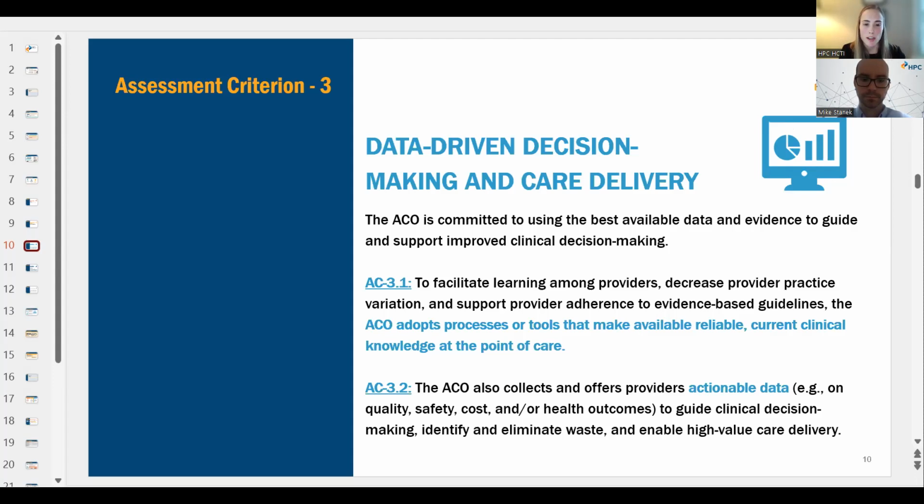The second part of this criterion, we ask ACOs to demonstrate how they are collecting and offering providers actionable data with the purposes of guiding clinical decision-making, reducing waste, and enabling high-value care delivery. There are two approaches that we outline in the application, and ACOs can do this through one of two ways, either by periodically sharing benchmark cost or quality performance information with providers, either at the individual or the group level, or by offering providers information on their patients at the population level. For example, in the case of a case management report, identifying patients who are due for mammograms or diabetic patients who are in need of HbA1c tests.